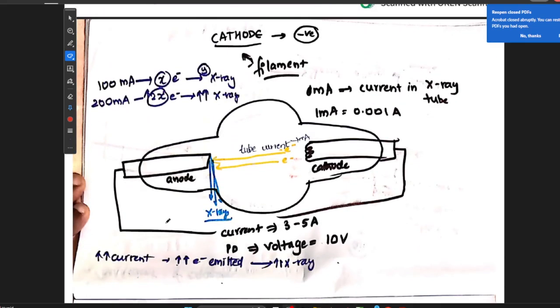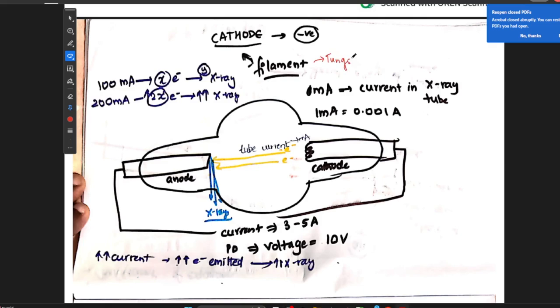Hello friends, let us now learn some important points about the cathode in the production of X-rays. In the last class we learned about the glass enclosure in the production of X-rays. Now let us learn some important points about the cathode. The cathode is actually made up of a filament. The filament is tungsten.